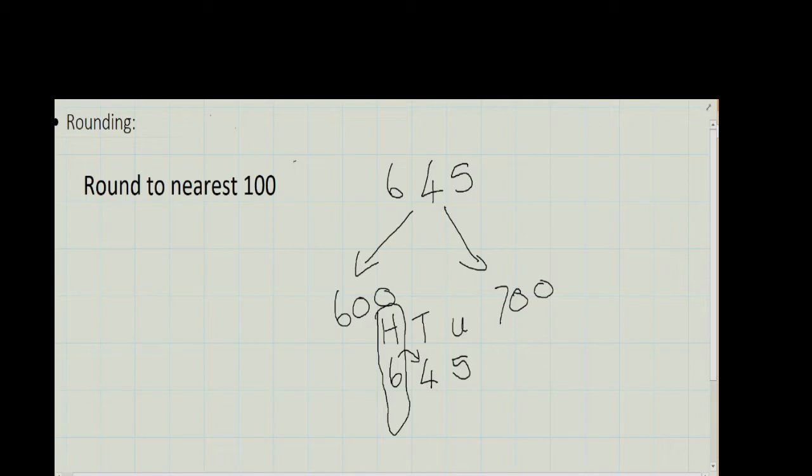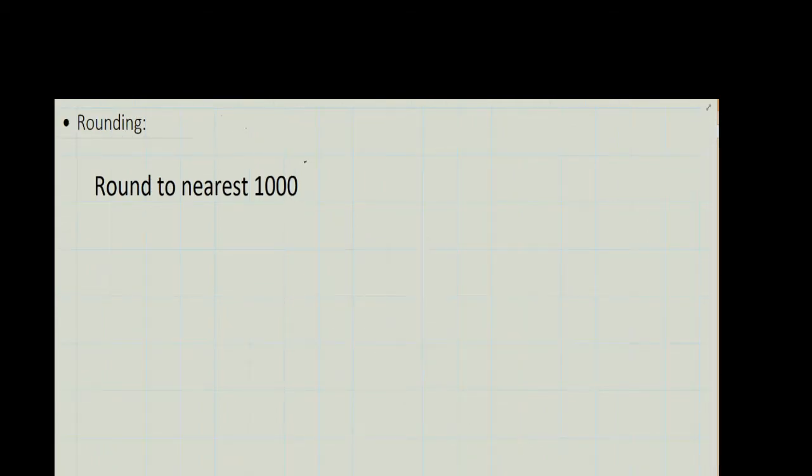It's not a strong number. It's not 5 or above, which means that the number 6 stays where it is and the rest of the numbers become placeholders. So as you can see, I had my 2 choices, 600 or 700. My answer would therefore be 600. And you can do the same for rounding to the nearest 1,000. It doesn't matter, you can do it for any number whatsoever.